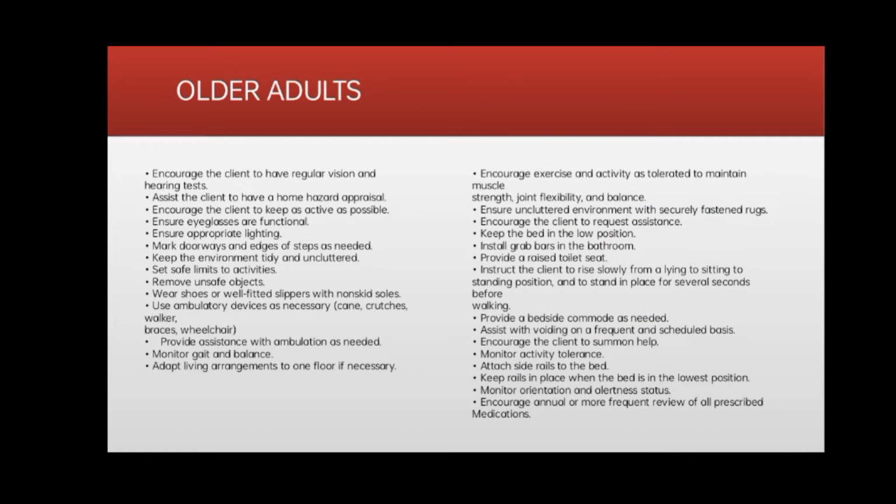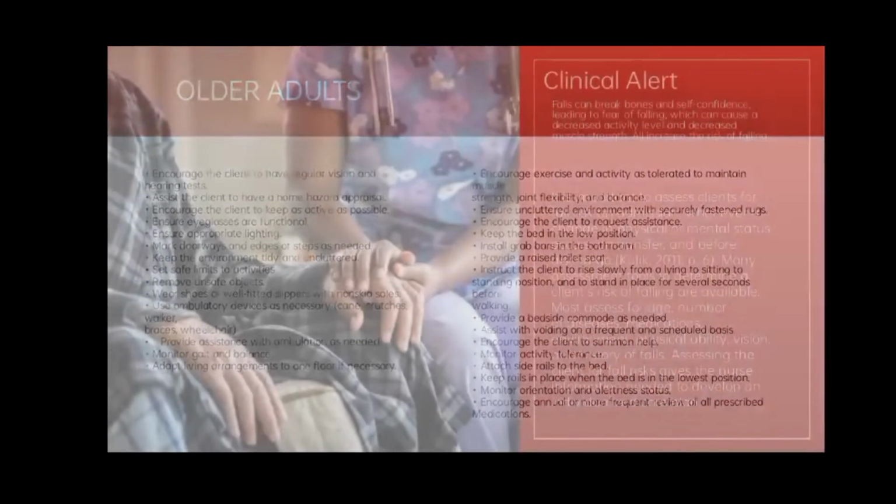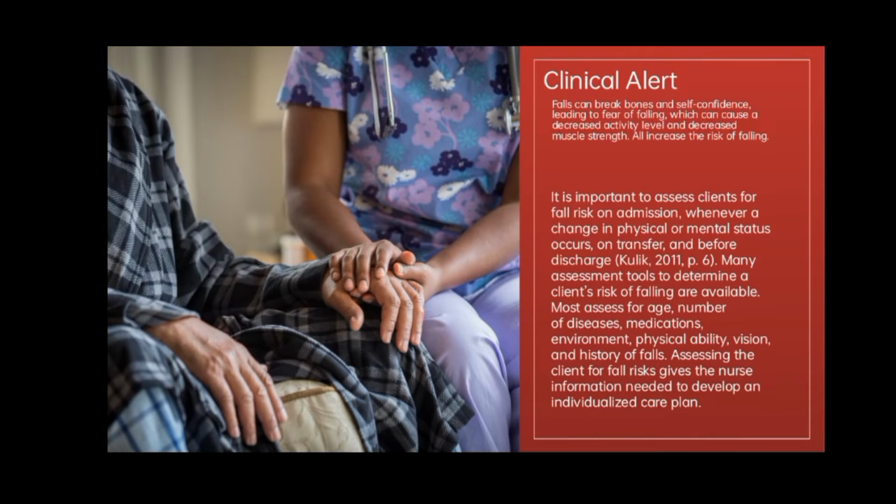For the older adults, they've got a lot of things to keep in touch with in a way. Encourage the client to have regular vision and hearing tests. Assist the client to have a home hazard appraisal. Encourage the client to keep as active as possible. Ensure eyeglasses are functional. Ensure appropriate lighting. Mark doorways and edges of steps as needed. So these are probably a lot of tips to protect older adults.